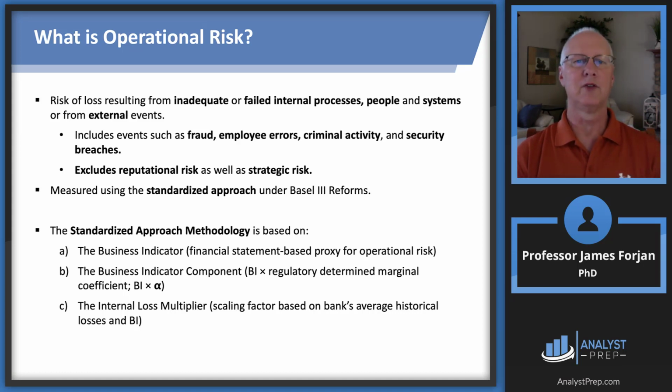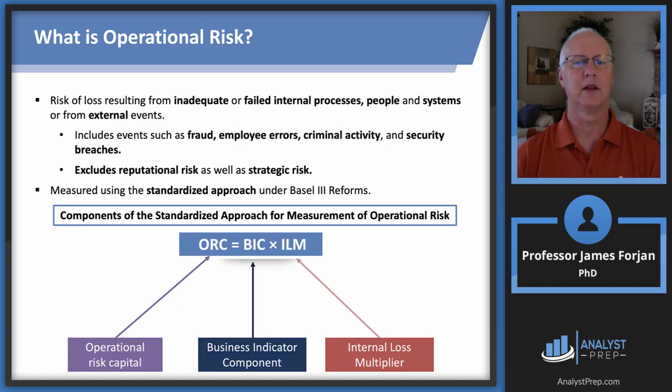So the focus of the beginning of this chapter is on that very first learning objective, the standardized approach. It's based on three variables. The business indicator, which is a financial statement-based proxy for operational risk, and I'll talk more about the details there in just a second. And then the business indicator component is going to be that business indicator determined by some marginal coefficient. I use the notation, the Greek alpha there. So all we're doing is taking part A and multiplying it by some percentile that's given to us by the regulators. And then the internal loss multiplier is going to be, now prepare yourself for this, I'm not going to say that it's exactly like beta from our equity discussions, but it's very similar. So what we're going to do is scale based on some kind of history. You'll see what I mean mathematically here in just a few minutes.